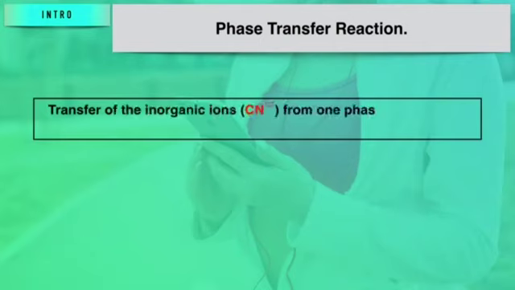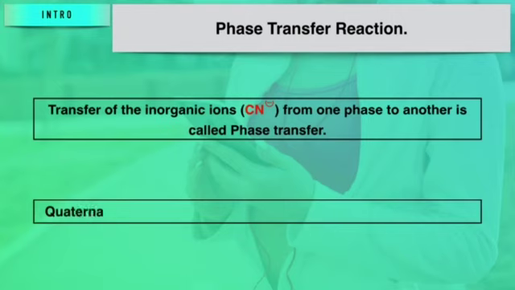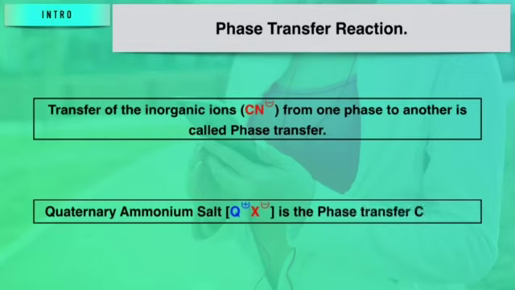Now let us see the description of this. So what is phase transfer? Transfer of the inorganic ion. Like for example, in this case, cyanide ion was the inorganic ion which was transferring from one phase to another phase and resulted in formation of nonane nitrile. So that is considered as the phase transfer concept. Okay, and which is the phase transfer catalyst? The quaternary ammonium salt added in a very small amount within this reaction is called a phase transfer catalyst.